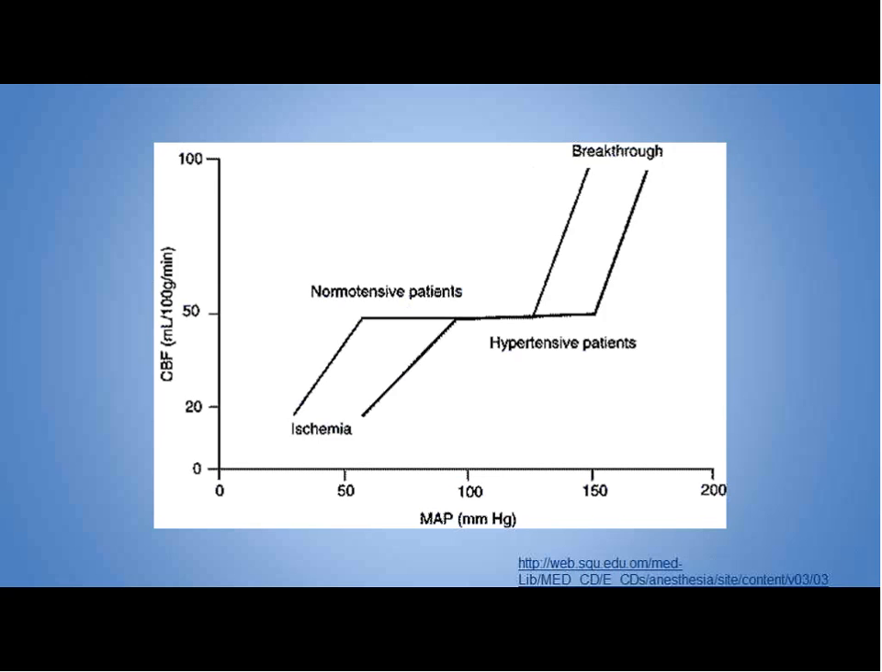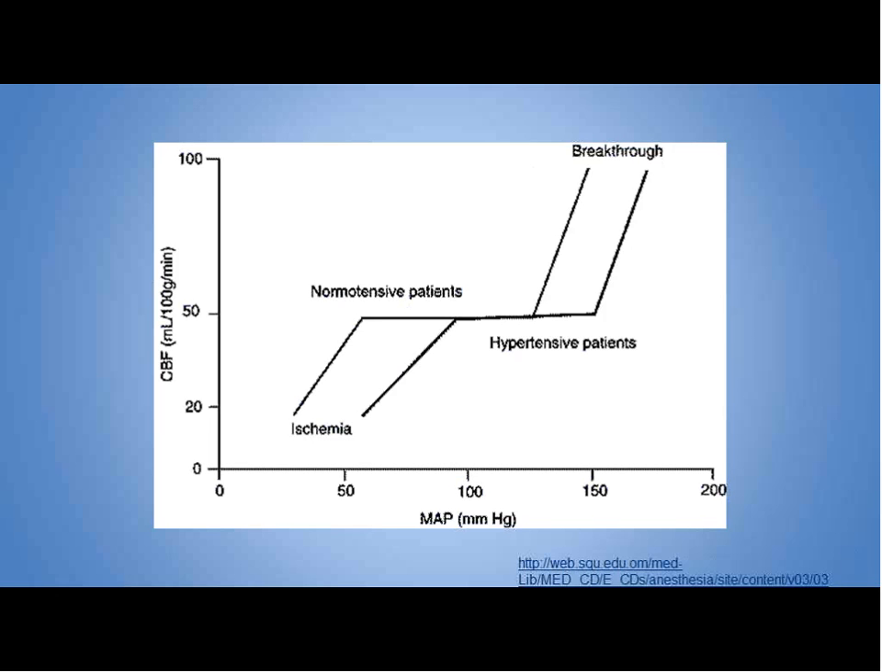Then looking more towards blood pressure and mean arterial pressure, this is your cerebral blood flow, 0, 50, 100, and this is your mean arterial pressure. In normotensive patients, you begin to get ischemia once your mean arterial pressure drops somewhat below 50, and then your cerebral blood flow starts to decline here. In hypertensive patients, this may be different, and they may require a higher mean arterial pressure in order to maintain that cerebral blood flow.